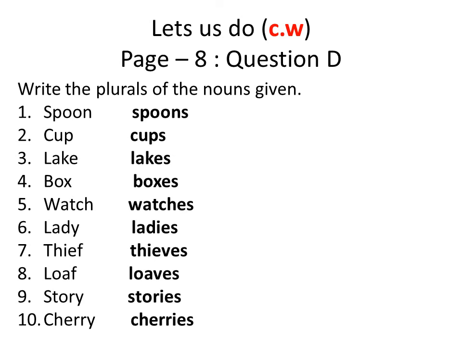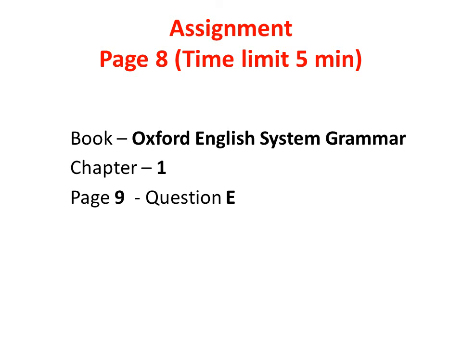Now let's see the homework. Now here goes your assignment. Page number 9, question E. Students, the time limit to complete this assignment is 5 minutes. We should not take more than 5 minutes to complete this assignment. From the book Oxford English Grammar, Chapter 1, page number 9, question E is your homework. Options are given to you. You have to tick the correct answer and fill in the blank.